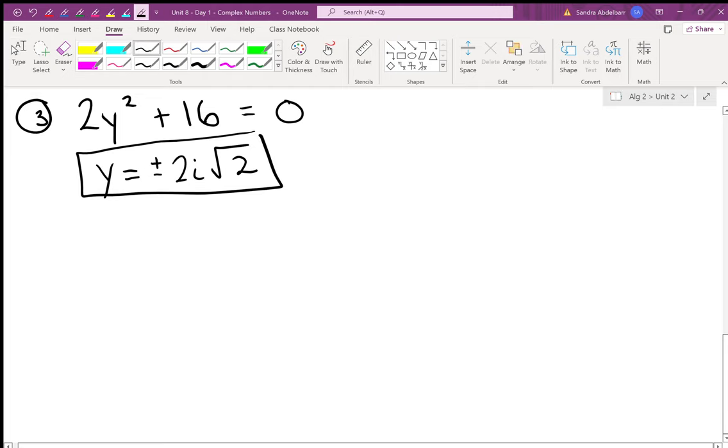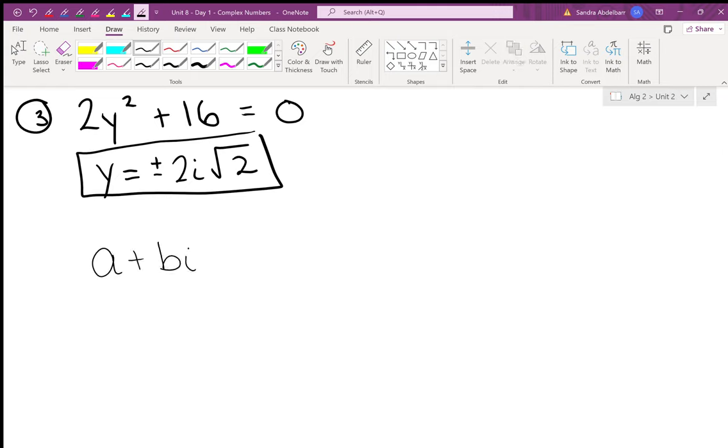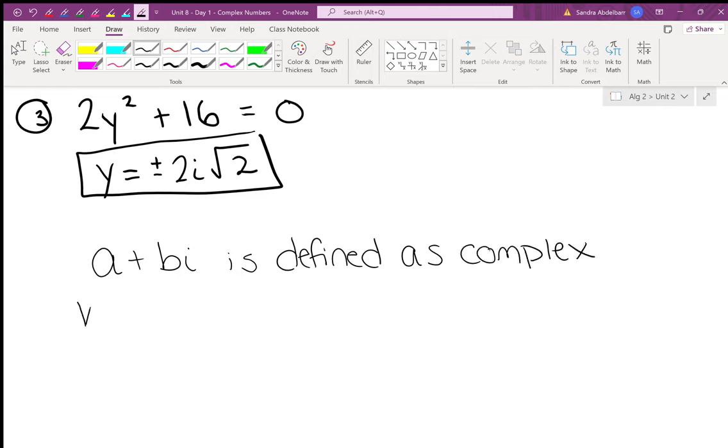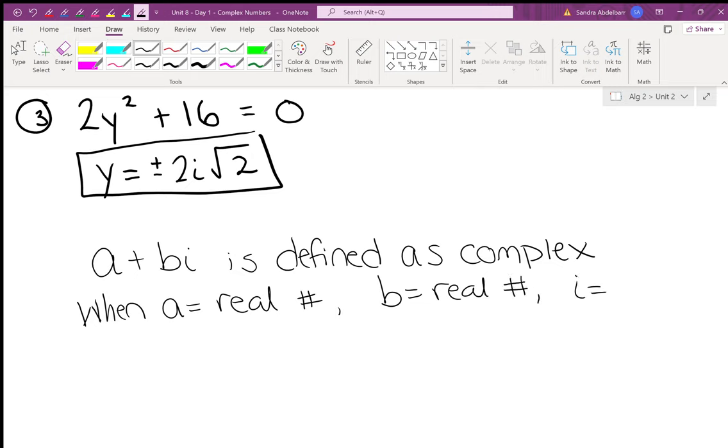All right, so a plus bi is defined as complex when a is a real number, b is a real number, and i is imaginary.